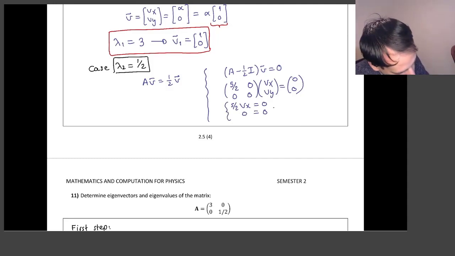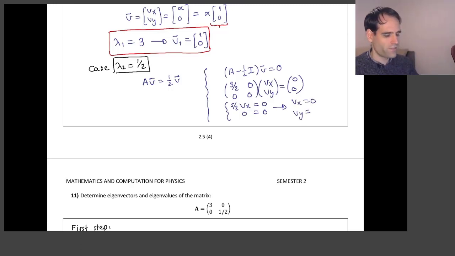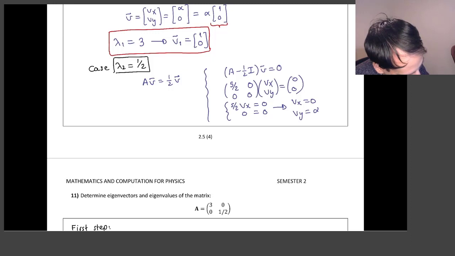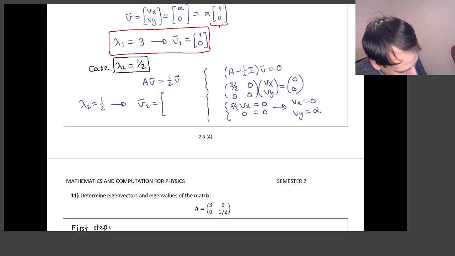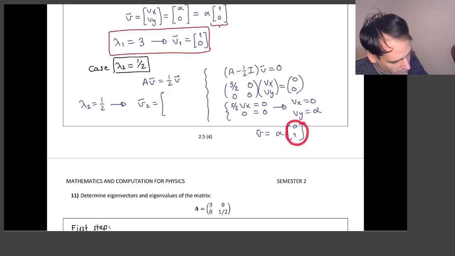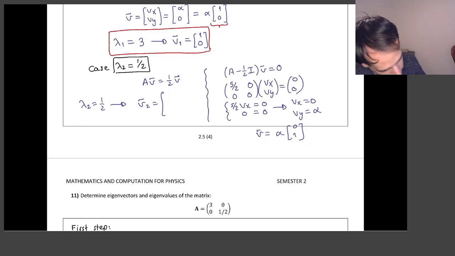So what is the solution? That vx equals 0 and vy is a free parameter because it can take any value, so we call it alpha. So for the case lambda 2 equals 1/2, we have that v has vx equal to 0 and vy equal to alpha, the free parameter. Let me write v equals alpha times (0, 1). So now we know that this is our eigenvector, and that's what I can write here in the final answer.